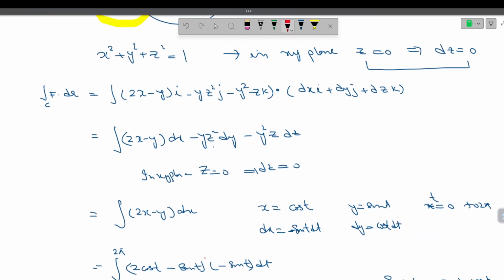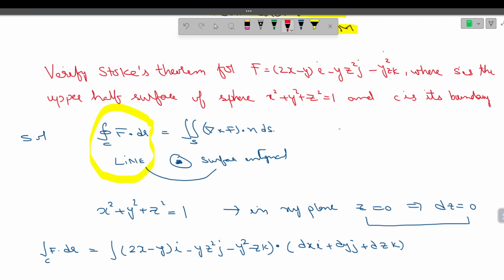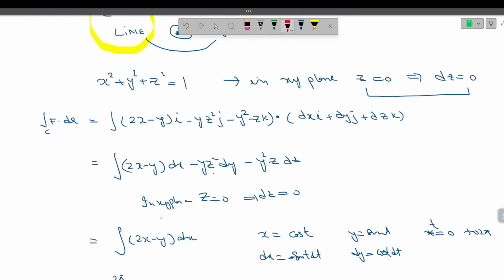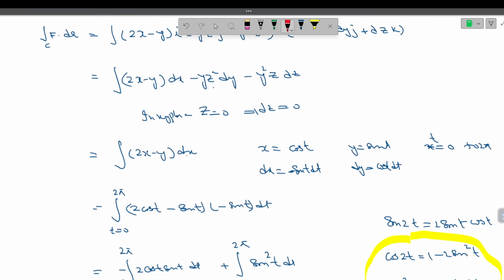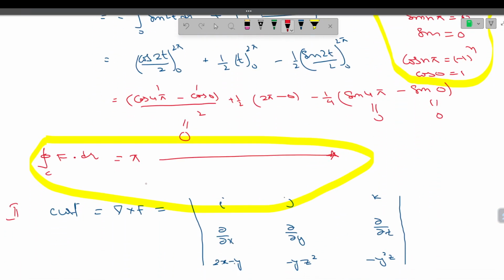Please go slowly, do it slowly. It is a very easy problem, but it takes some effort. You see, in the upper half, please read properly. Upper half of the sphere means z equal to 0, only the xy plane. So in the xy plane, z equal to 0 means there is no derivative of z. So our problem reduces to this. Then we go with the parametric form, x equal to cos t, y equal to sin t. With that, changing x and y to t, we got the answer as pi. Only integration we are doing.